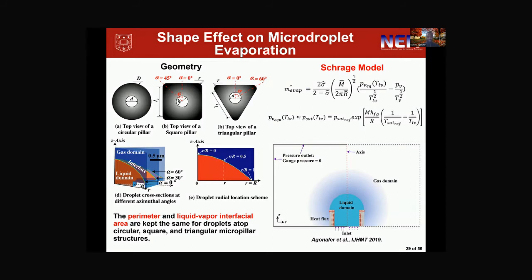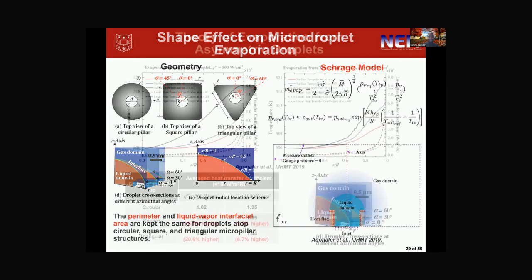However, we thought that the most important evaporation characteristics were the perimeter and liquid-vapor interfacial area. So we kept these constant for these simulations, and we wanted to compare the evaporation characteristics of droplets atop circular, square, and triangular micropillar structures, or different shapes.